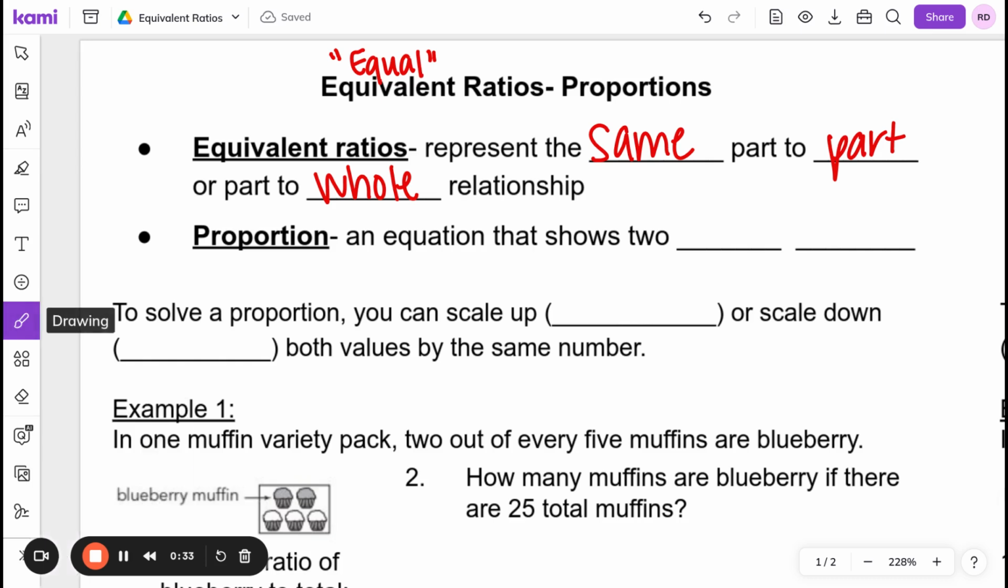A proportion is an equation that shows two equal ratios. So it is just a way to write out the problem to help you solve for that missing value or to create those equivalent values.